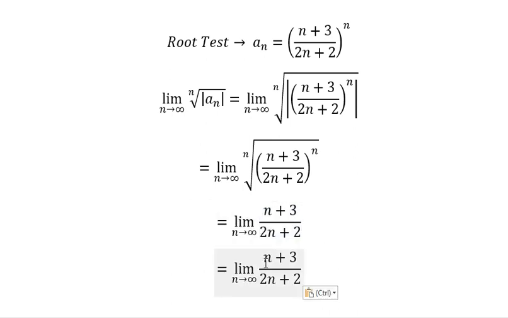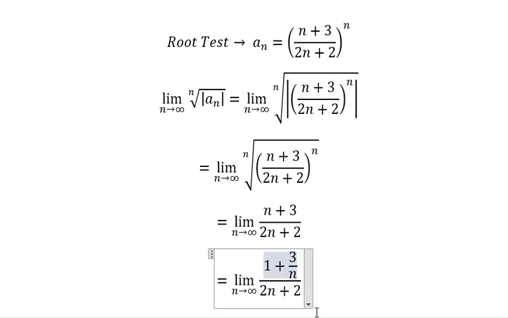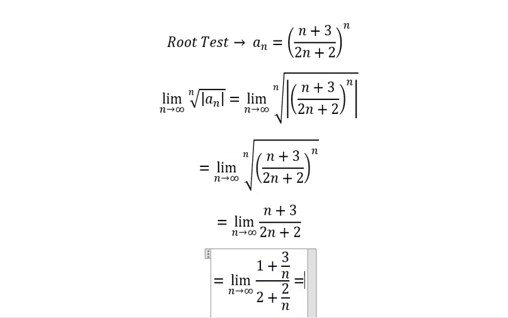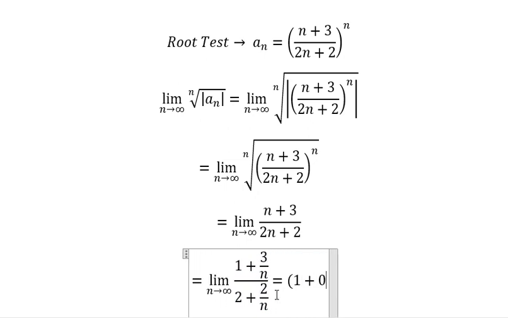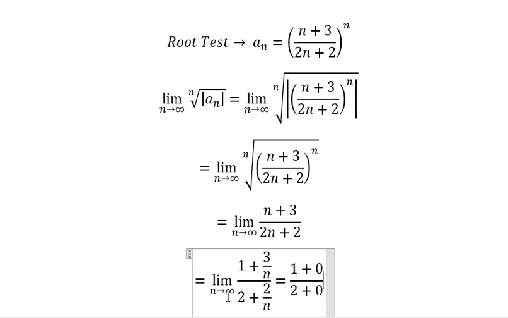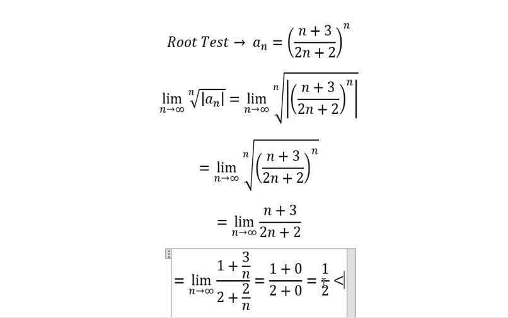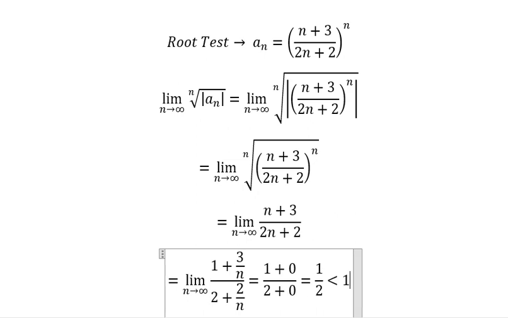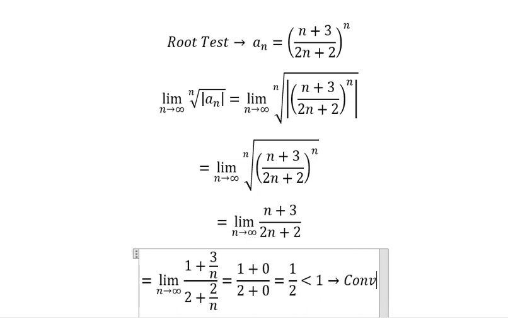Now we need to divide by n in the numerator and the denominator, and we have it like this. So when n approaches positive infinity, this one will go to 0, and similarly for this one, and we have 1/2. 1/2 is smaller than 1. So this series converges.